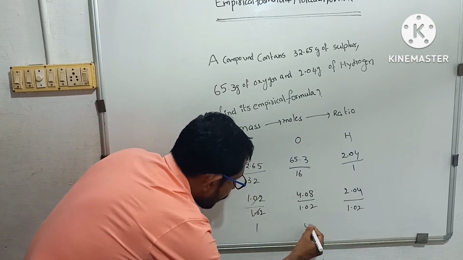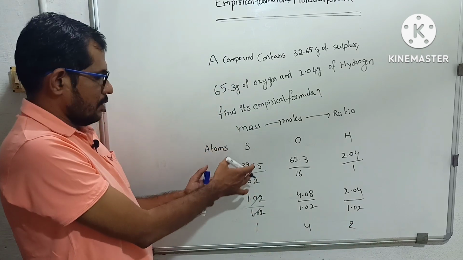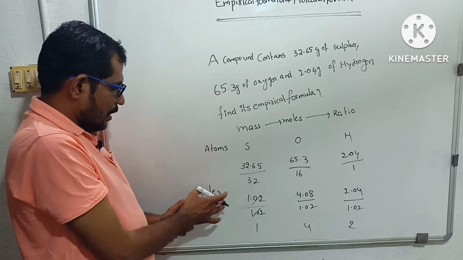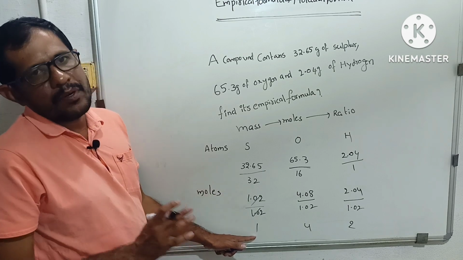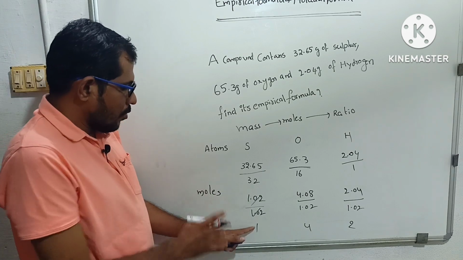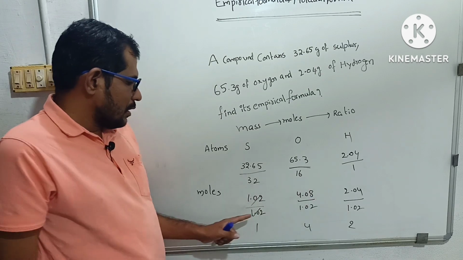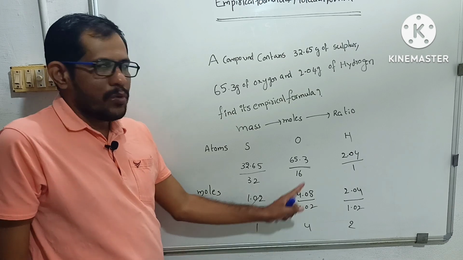1, 4, 2. I repeat. First take the masses, divide them with the molar mass, the relative mass. You will get the moles. To get the whole number, without fractions, divide all the 3 with the smallest number. Among the 3, 1.023 is the smallest number. So I divided them with the smallest number.